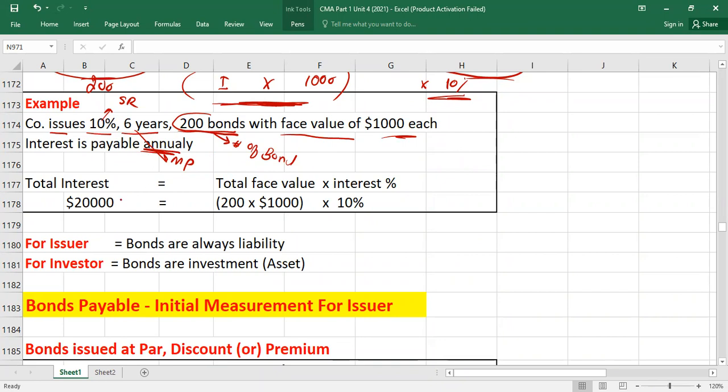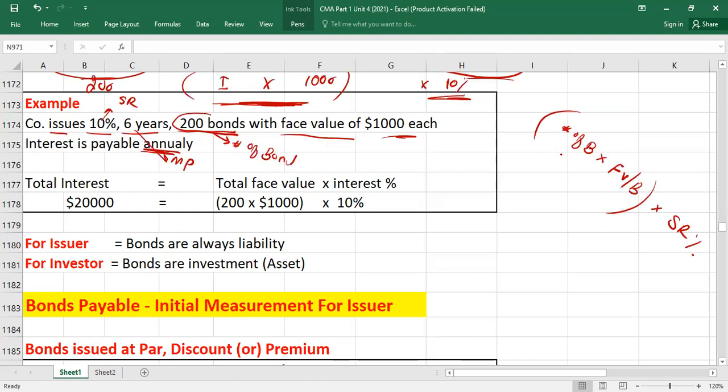So how would you calculate the interest now? As I told you, you have to apply the formula. First take the number of bonds, multiply by face value per bond. This will give you total face value. And then you will multiply with the stated rate. This will give you the amount of interest.